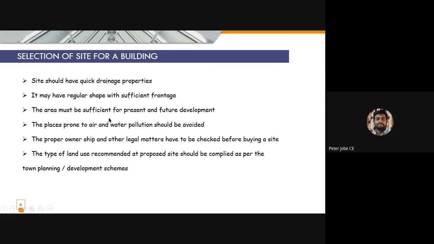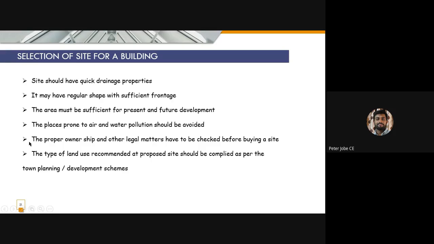So the area must be sufficient for present and future development. The basic things we have discussed earlier. The places prone to air and water pollution should be avoided. The area we are talking about here is busy streets or industrial areas or such things. The proper ownership and other legal matters have to be checked before buying a site. This is also very important.